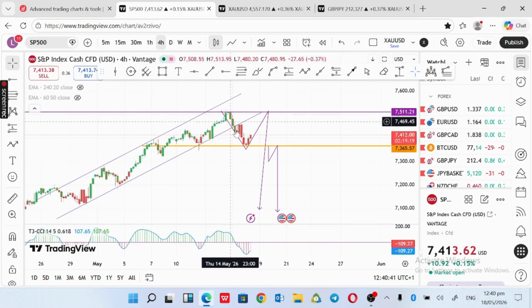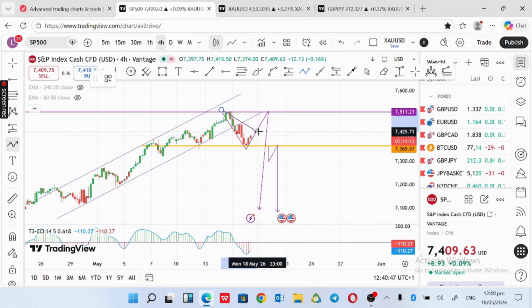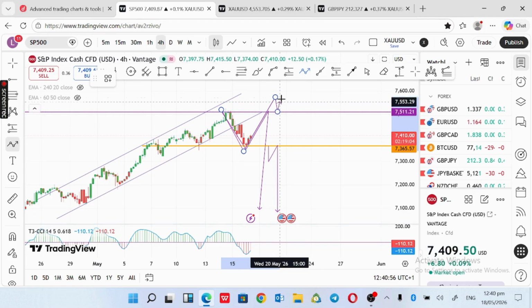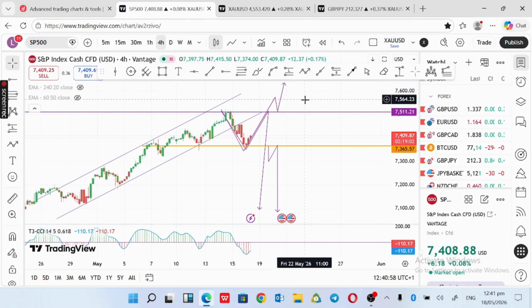this movement down here. Let me use an arrow so that you get it clearly. This movement down here, possible for a retracement up, maybe come to break this zone, then we have a retest, then we can go for a buy. These are the three directions I have for S&P 500. But for this, we need to wait.